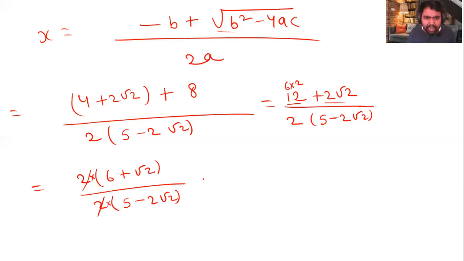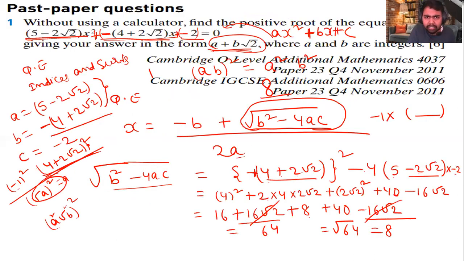And if you did that, now you just have to rationalize. Why do you have to rationalize? Why is this not my answer? Because they want the answer in this form, and to make it in this form, I need to rationalize.